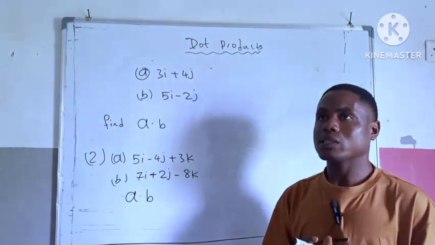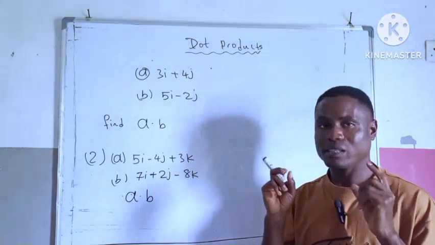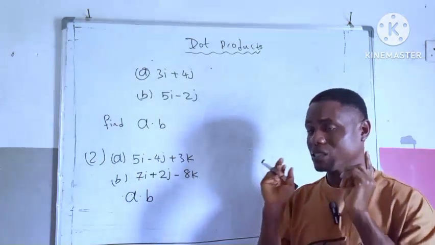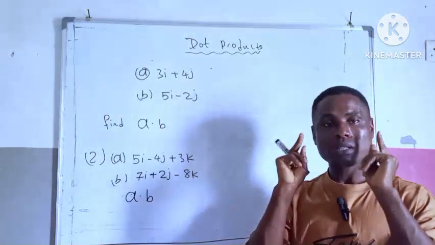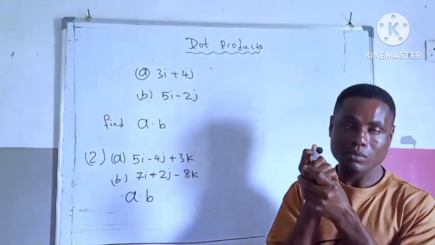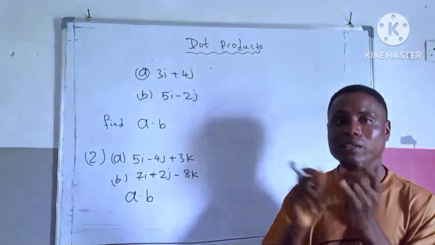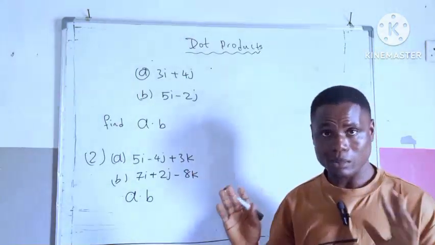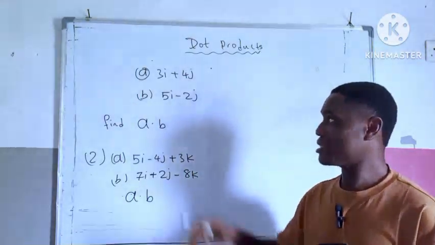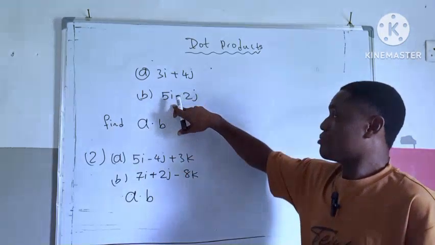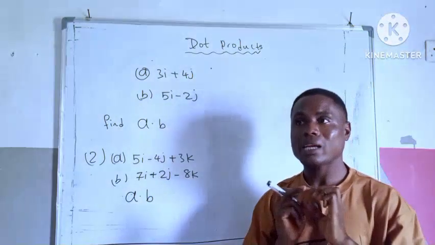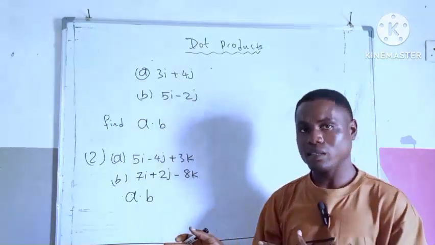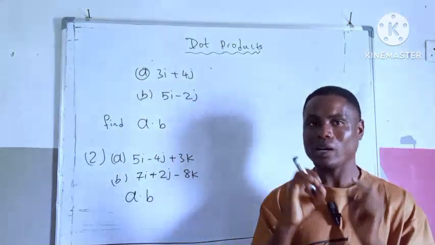Now what you need to understand is they can use any alphabet. Your own job is to take note of the like terms. The one that has K, the one that has Z, the one that has V. It's not compulsory, but most times these are the alphabets they normally use: i, j, or i, j, k.